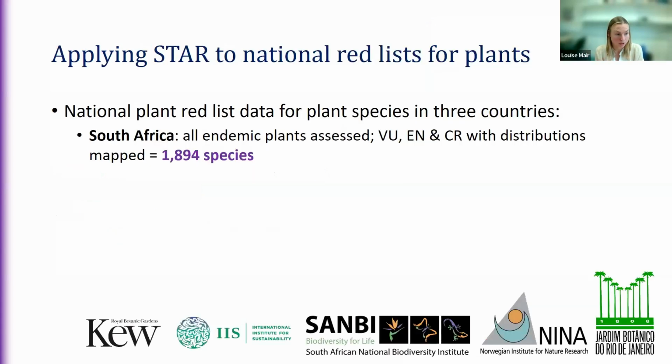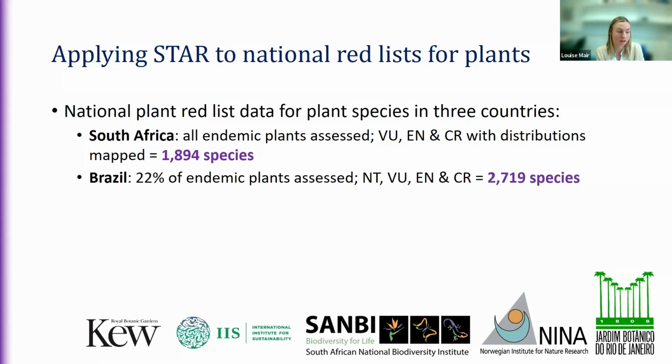So we worked with partners across 3 different countries to apply STAR to national red lists for plants. So we worked with colleagues in South Africa. They have assessed all of their endemic plants, and there's almost 2,000 species within the threatened categories. We worked with Brazil. Now, they are so biodiverse that they have made a massive effort. They've got to the point where they've assessed roughly 22% of their endemic plants, which amounts to more than 2,500 species within the threatened and near-threatened categories.